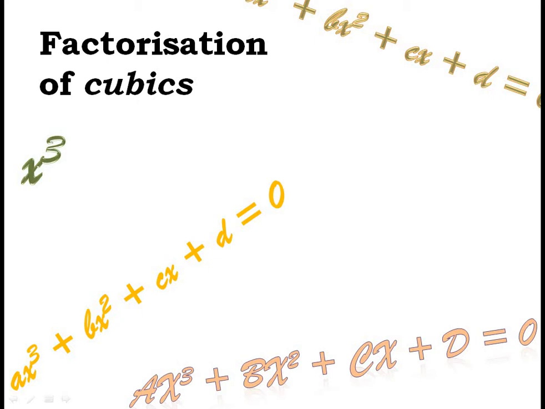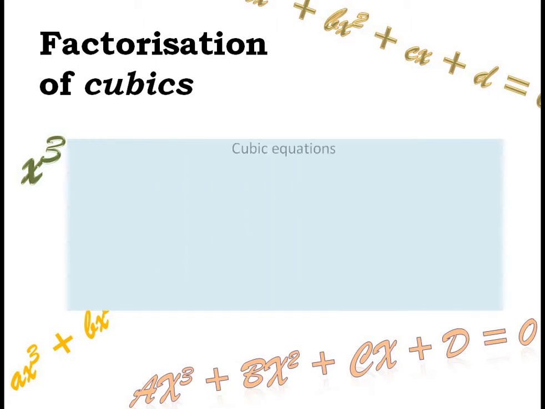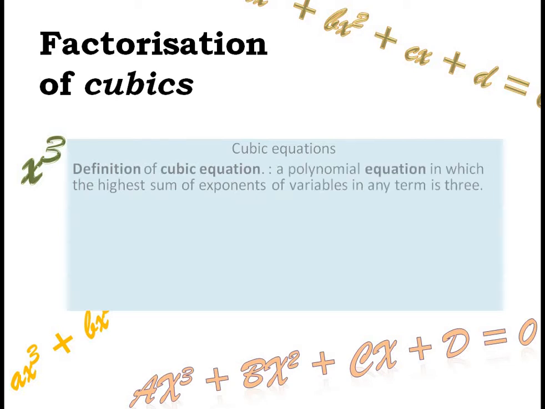So here we are going to learn the factorization of cubic equations. So what exactly are cubics? If we come to the definition, cubics are nothing but polynomials whose highest form of degree, or sum of exponents, is 3. Okay, you can see here the basic form of a cubic equation is ax cubed plus bx squared plus cx plus d.